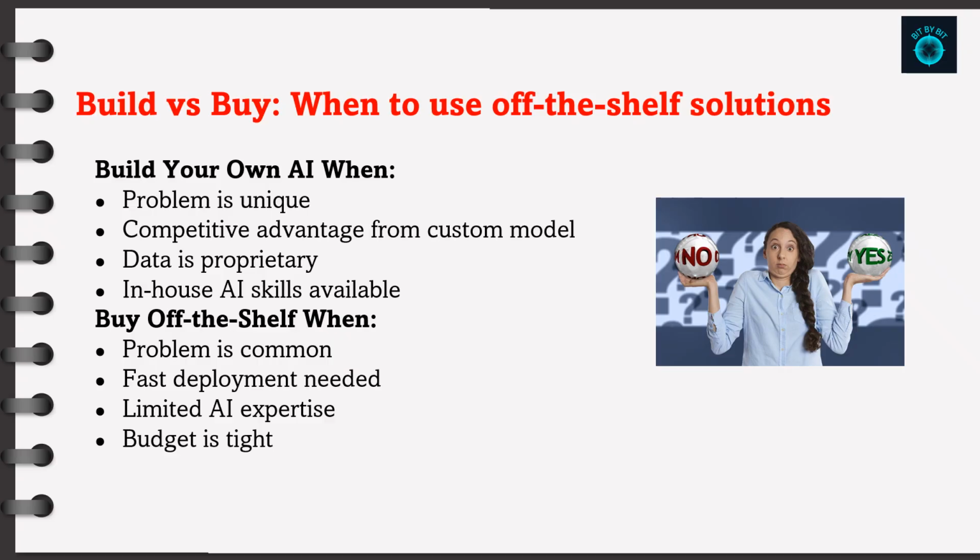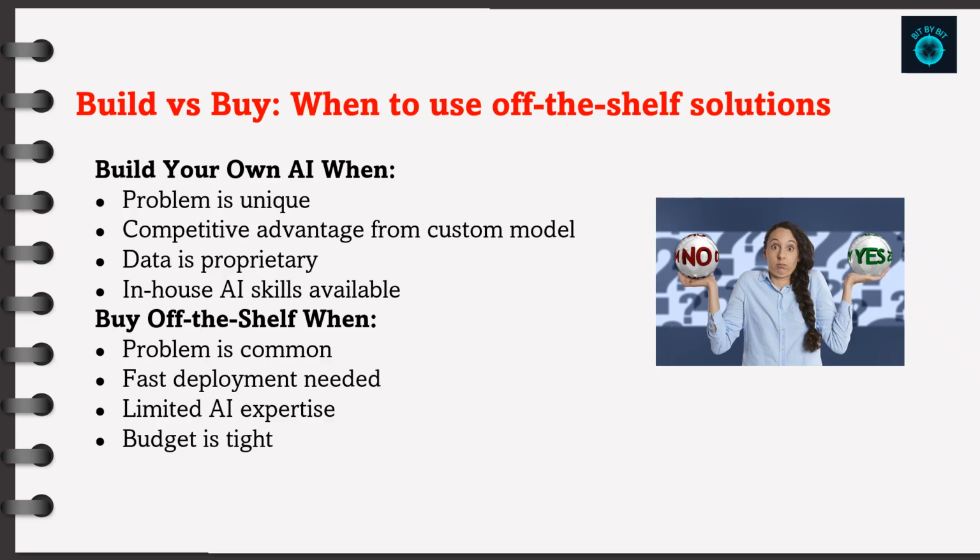Choose this path if your problem is unique and cannot be solved by generic tools. You might also want to build when the AI model itself is your competitive advantage, something your competitors do not have. If you have proprietary data that no one else can access, building your own model allows you to fully leverage that data. And of course, you should only build if you have a team with the in-house AI expertise to design, train, and maintain the solution.